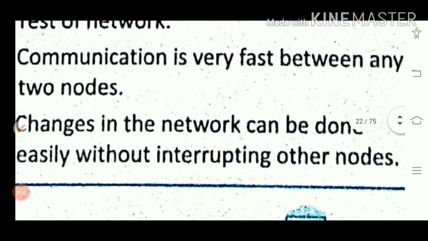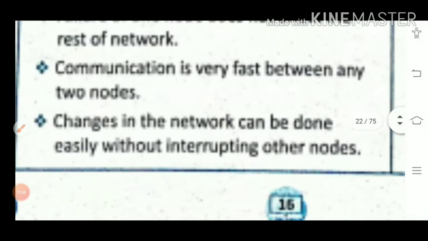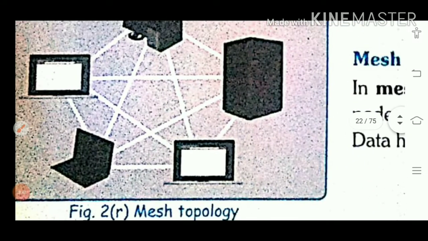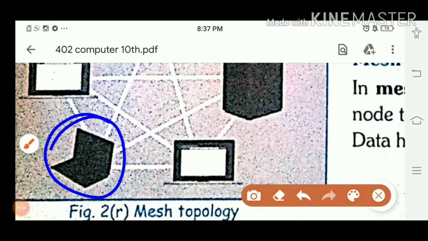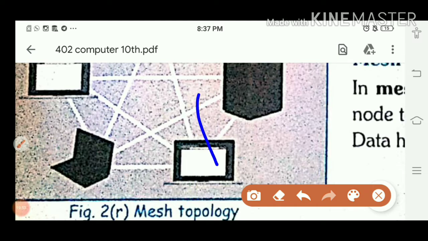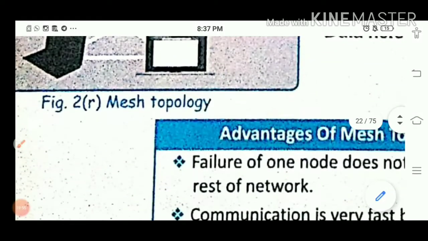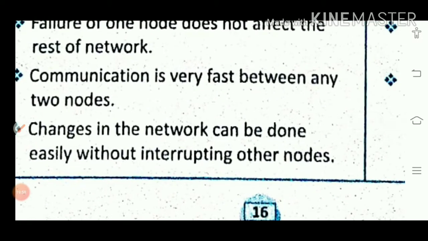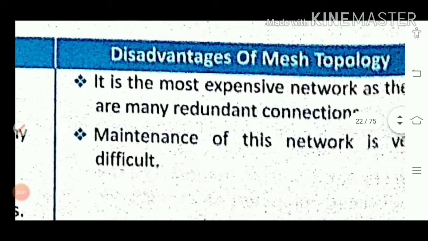Next is: changes in the network can be done easily without interrupting the other nodes. It is easy. Suppose we are not interested in this node and we want to remove it, then it will directly cut all the connections related to this one. So this is an advantage: we can easily make changes in the network.